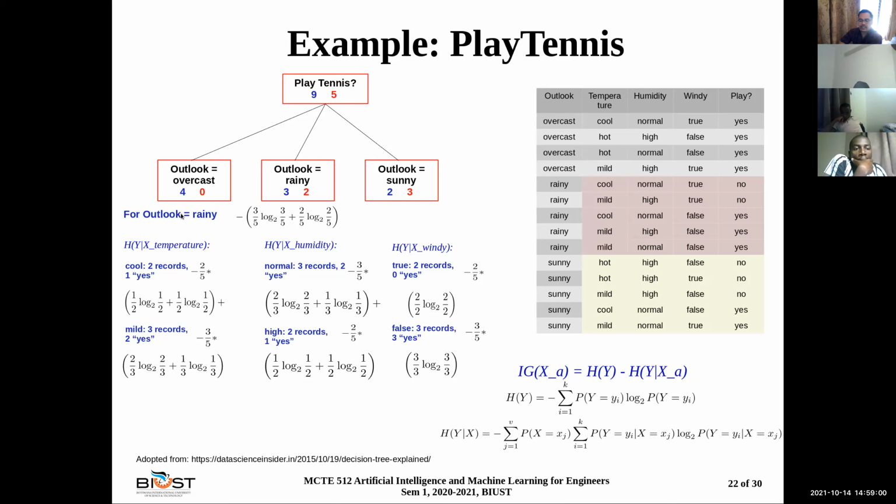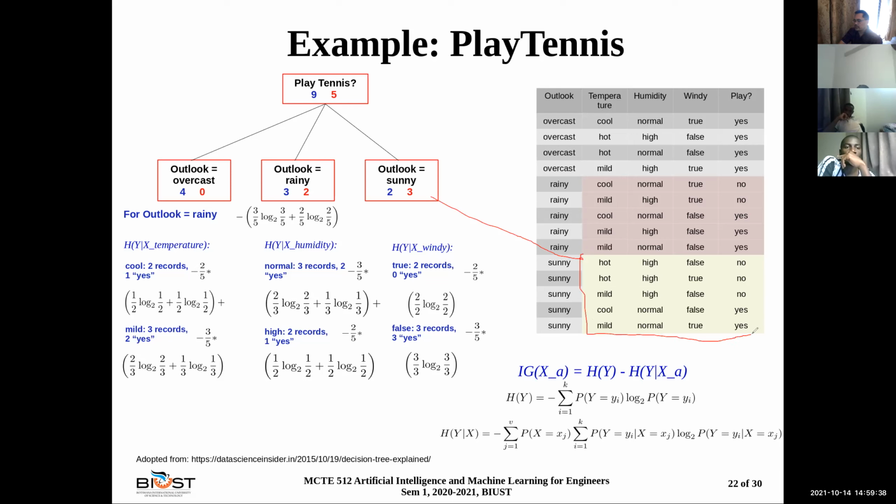To continue to the next branches. You are done with outlook. So what happens now? In the case of the outlook with 4 and 0, you take this subtable. The outlook of rainy, you take this subtable, and the outlook of sunny, you take this subtable. Now you consider only this table for this branch. Please pay attention. So for this branch of outlook sunny, you only take this table.